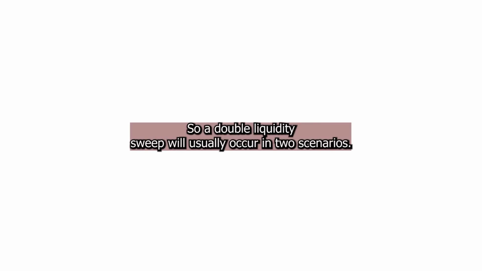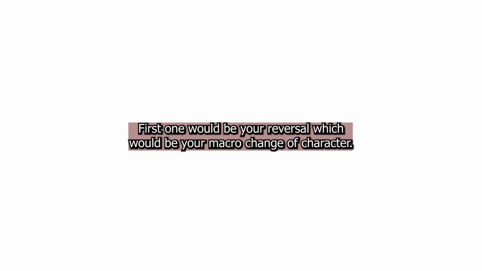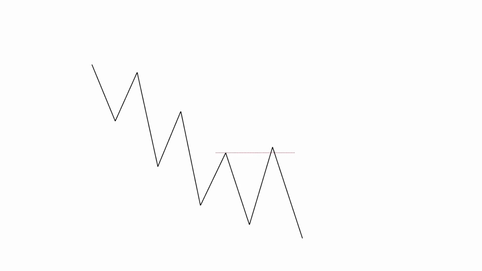So a double liquidity sweep will usually occur in two scenarios. First one would be your reversal, which would be your macro change of character. You see you have a downtrend. And now what do you have? That swing being attacked, changing the direction, which would give people the indication that this is a change of character. And what happens next? Price goes against that change of character to clear out liquidity before actually changing the character.